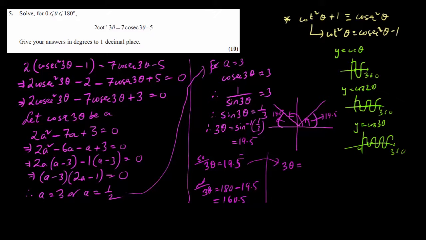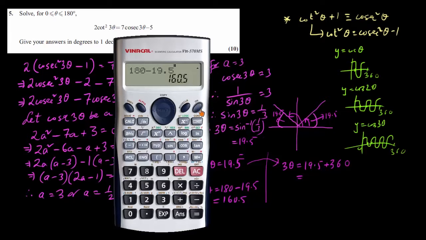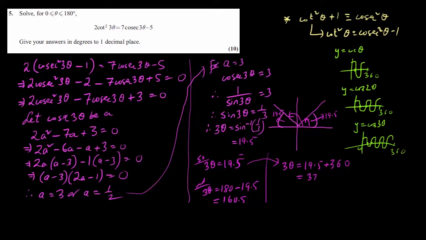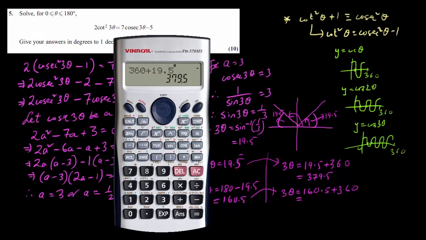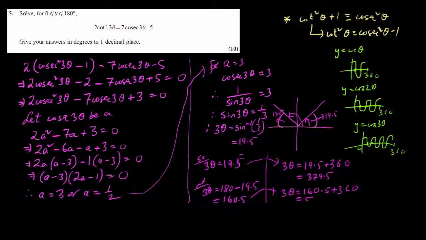So 3 theta equals 19.5 degrees plus 360 degrees for one revolution, because it is 3 theta. So 360 plus 19.5 is 379.5. Let's check whether it goes into the range of 0 to 180 degrees. So this would be 160.5 plus 360 degrees, and that turns out to be 520.5 degrees.